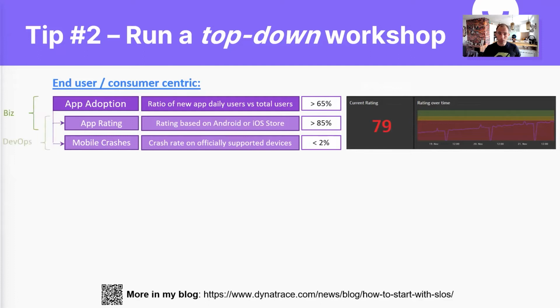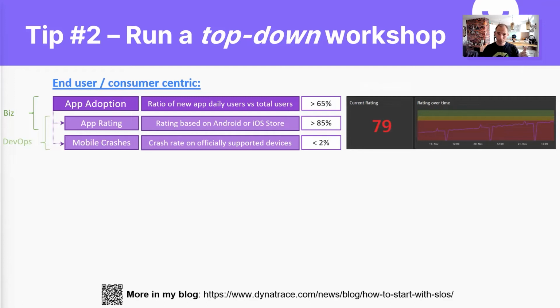Nice thing is you can also easily specify ownership. Who is responsible for certain SLOs? So for instance, app adoption is a business goal, where crashes is more a technical goal, where DevOps can help to bake in more automated quality checks, more automated tests to make sure that the key use cases will not cause the app to crash. I think this is truly important.